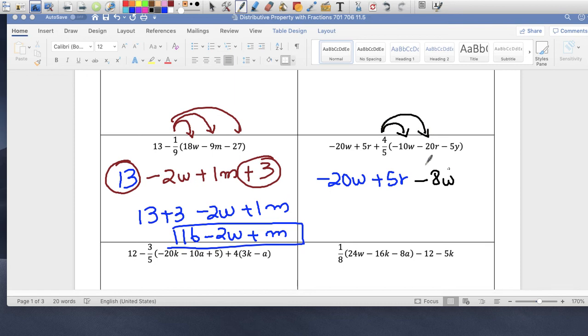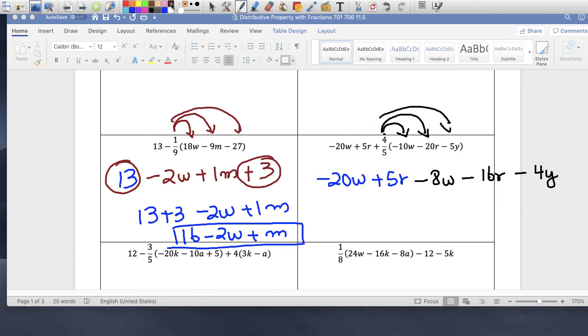4/5 times negative 20r is a positive times a negative, which is a negative, and that's going to give me 16r. Then lastly, it's a positive times a negative, which is going to be a negative again, and 4/5 of 5y is going to be 4y. It's always nice if you take care of the signs first, and then you do the multiplication.